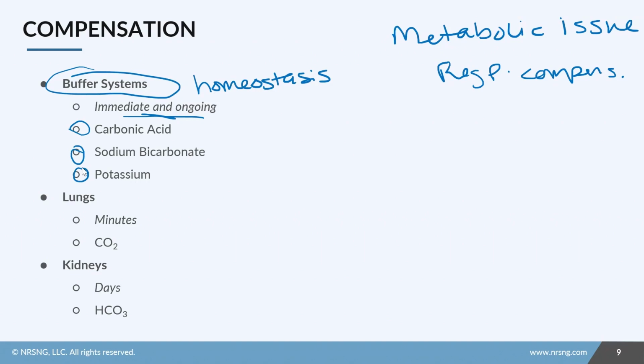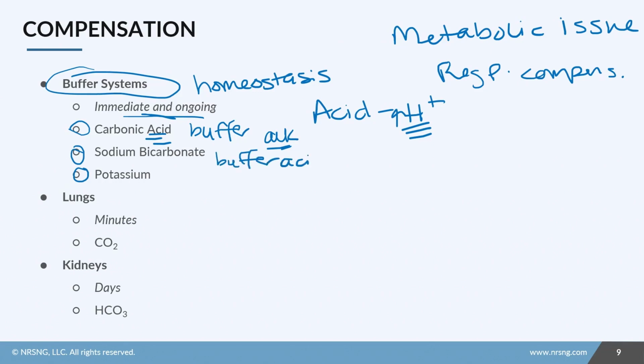Now, let me just give you the basics of these. The big thing to remember here is that the level of acid is determined by the amount of hydrogen ions floating around in the blood. More hydrogen ions is more acid. Less hydrogen ions, less acid, or more alkaline. So carbonic acid is going to help buffer our alkaline situation by giving more acids and giving up those hydrogen ions to help increase the level of acid. Sodium bicarb helps to buffer acidic situations by trading a sodium for a hydrogen ion to absorb those hydrogen ions and get them out of the bloodstream.